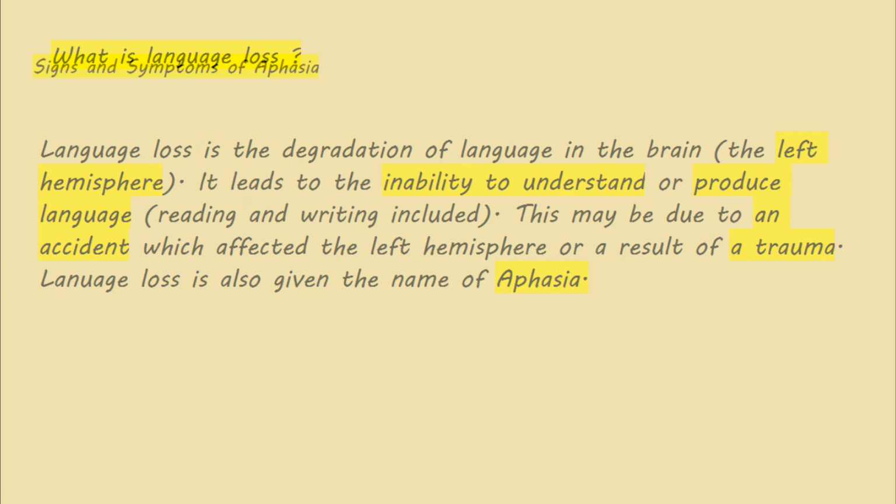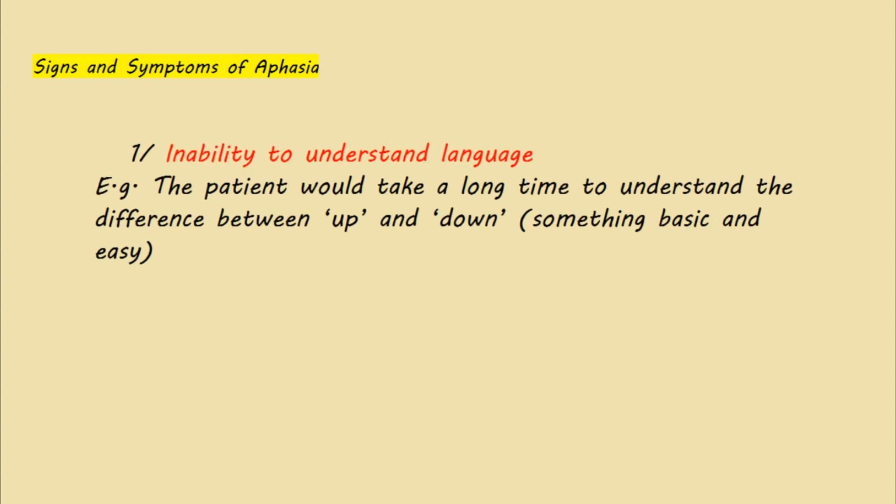Then we move to the second point of today's lecture, which is the signs and the symptoms of aphasia. First, we have the inability to understand language. For example, the patient would take a long time to understand the difference between up and down. When I say up and down as words which contain, let's say, meaning. So this is something basic, something easy, but a person or a patient who is suffering from language loss would take a long time to understand the difference between up and down.